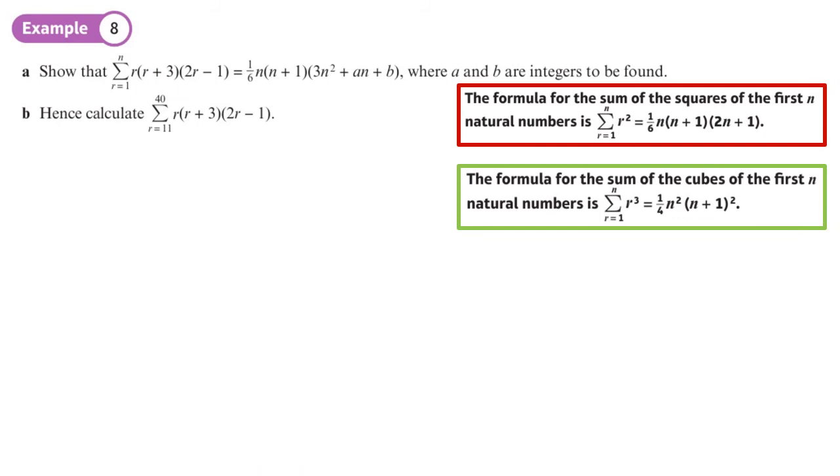Okay, this example here, show that that sum equals that, where a and b are integers to be found. So we're going to work out what those numbers are, and then we've got a calculation to do. Okay, so first of all, well, this is going to need multiplying out.